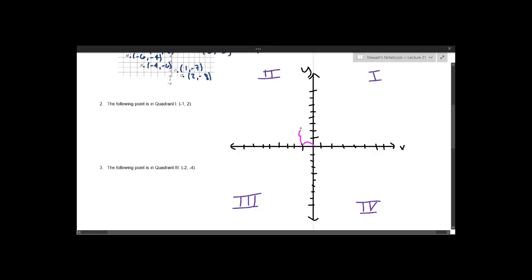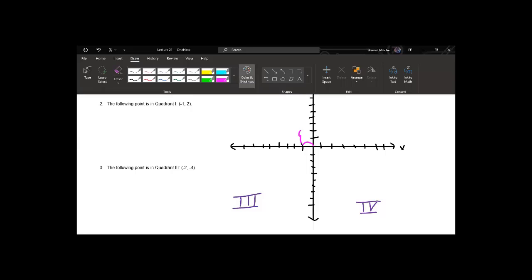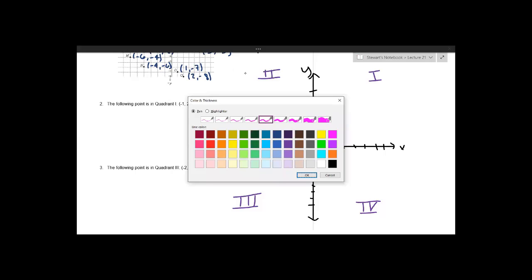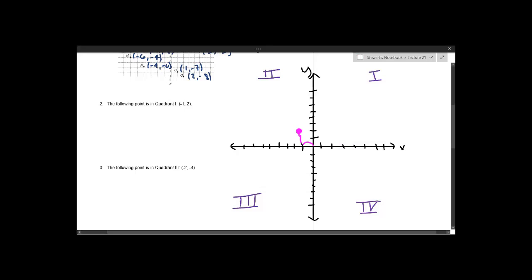Oh my goodness, I don't know why it doesn't want to let me do this point. Anyway, that would be where we are. Try this on for size. There we go. That's a little better.